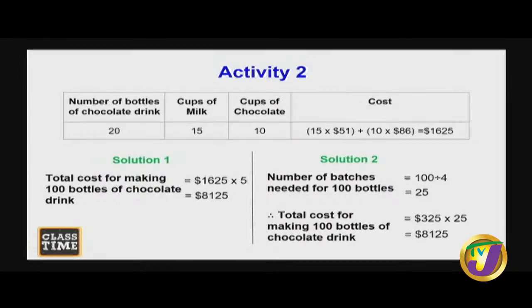All right, so let's move on. So it's a whopping $8,125 to make 100 bottles of chocolate drink.